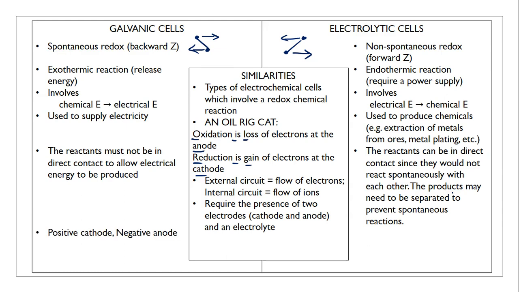And lastly, but definitely not least, the cathode in a galvanic cell is positive and the anode is negative, and this is the opposite in an electrolytic cell. You can use the acronym PANIC if you really want to. Okay, that's it. Hopefully that gives you a better sense of where electrolytic cells come in and what is similar and what's different, before we move on to some actual applications of electrolytic cells.